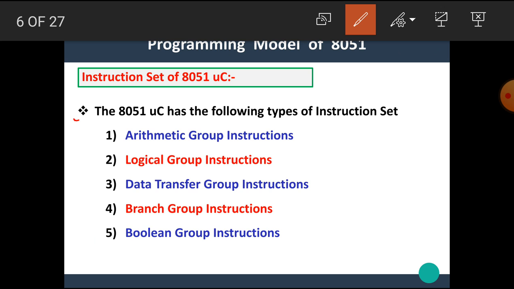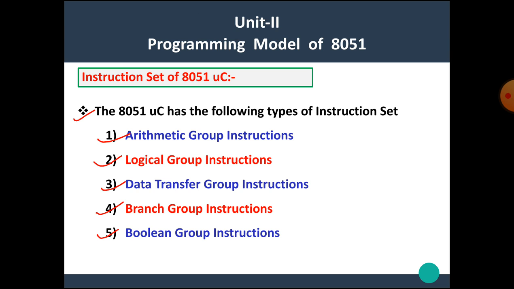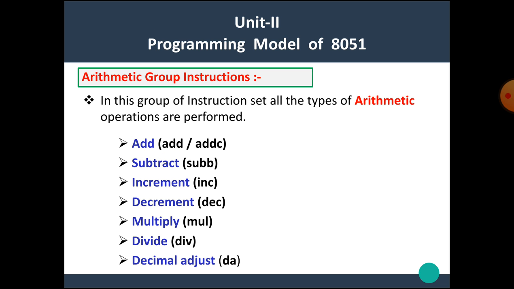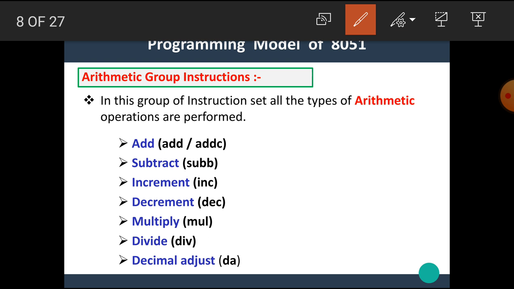The 8051 microcontroller has the following types of instruction set: arithmetic group instructions, logical group instructions, data transfer group instructions, branch group instructions, and boolean group instructions. Let's see the details about each type one by one. The first type is the arithmetic group instructions.